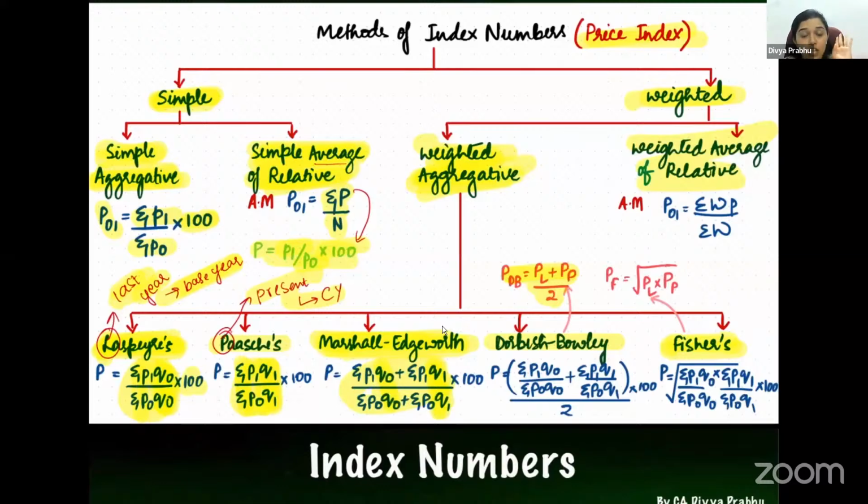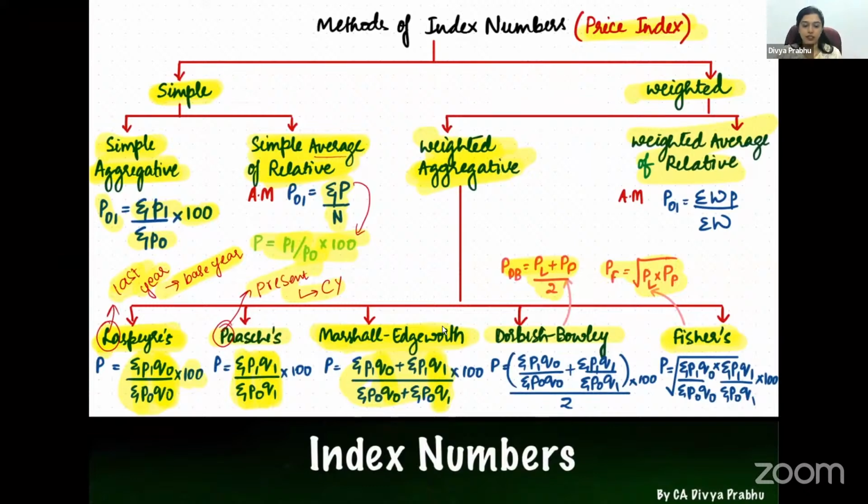Fisher said the arithmetic mean is not correct; I will go for the geometric mean. So it is the geometric mean of Laspeyres' and Paasche's methods. These are the 5 methods in the weighted aggregative method. First is Laspeyres', where L stands for last year, meaning base year, so base year quantities are used as weights. Paasche's P stands for present year, which is current year, so current year quantities are used as weights. Marshall-Edgeworth combined both, so both current year and base year quantities are used. Drobisch-Bowley used the arithmetic mean, whereas Fisher used the geometric mean. Out of these 5 methods, the best, ideal index number is said to be Fisher's.